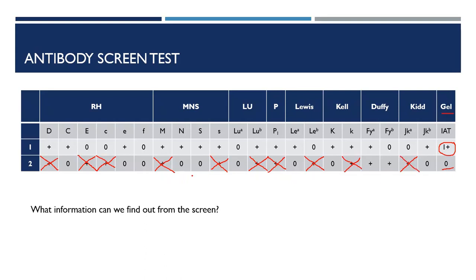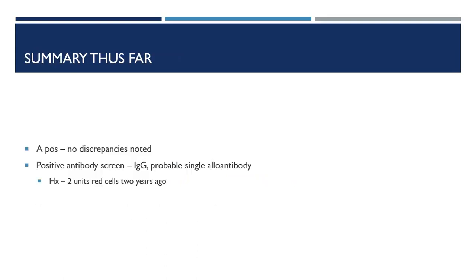So now what I have is a list of things that have not been ruled out at this point. I haven't ruled out anti-big C, anti-little e, anti-F, N, big S, Lutheran A, Lewis A, big K, either Duffy, or JKB. So I have an idea of what my potential antibody specificity will be. Now I'm going to wait for my panel. That's forthcoming. So let's move on to the next slide.